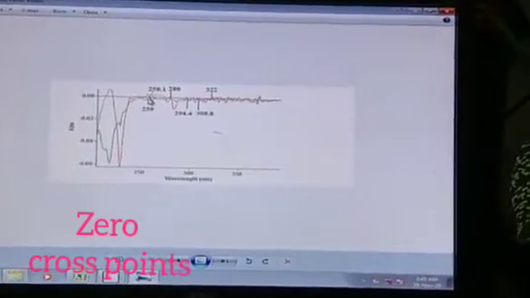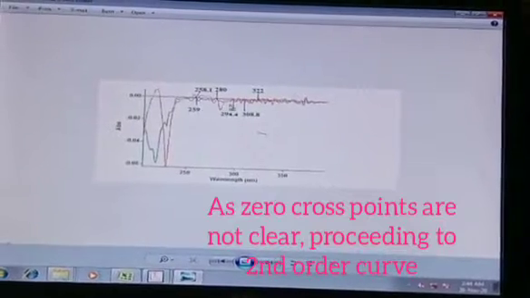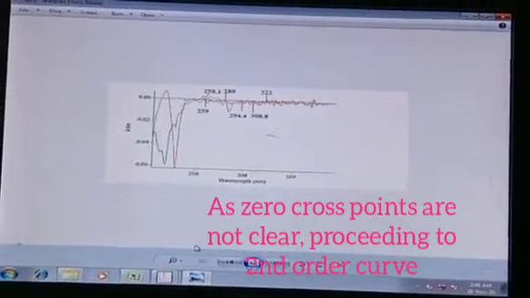So zero cross points are those points where one drug crosses the zero line and the other drug shows some absorbance at that point. So you can see the zero line here. After we save the curve, we can draw the zero line, and on the zero line we can see which drug is crossing zero, and at that point what absorbance the other drug has. So this is the first order derivatization curve, where I can say that the zero cross points are not that clear. So I will be going for the next order.